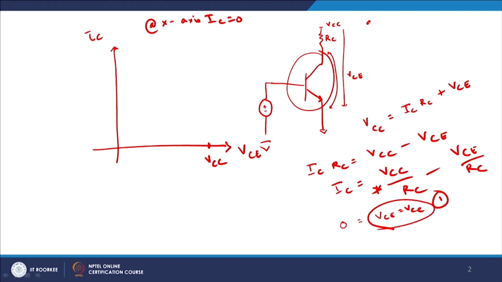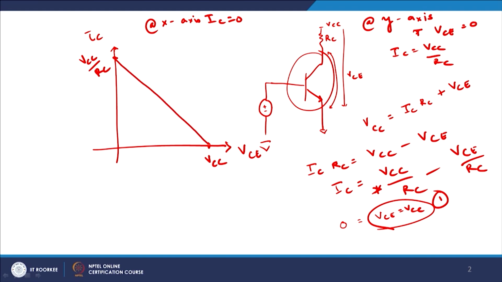The second point is that at the y axis, I get VCE equal to 0. As VCE equals 0, I can safely write IC equals VCC by RC. So I put a point here, which is basically VCC by RC.